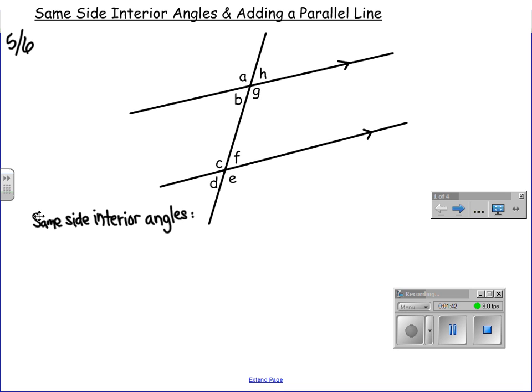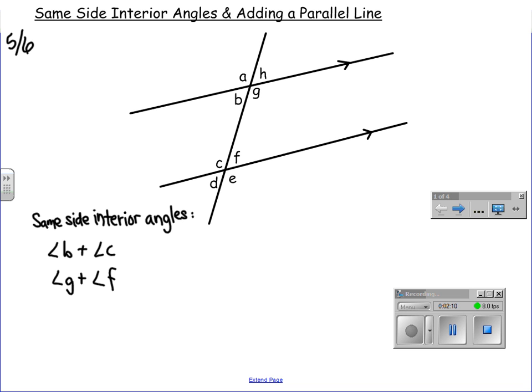Okay. So just based on how I'm describing it, who thinks they can name a pair, God bless you, Brian, of same side interior angles? Looking at my picture. Jack? B and C. Angle B and angle C are same side interior angles. Can somebody name another pair? Because there is another pair. Peyton? G and F. Very good. Angle G and angle F.